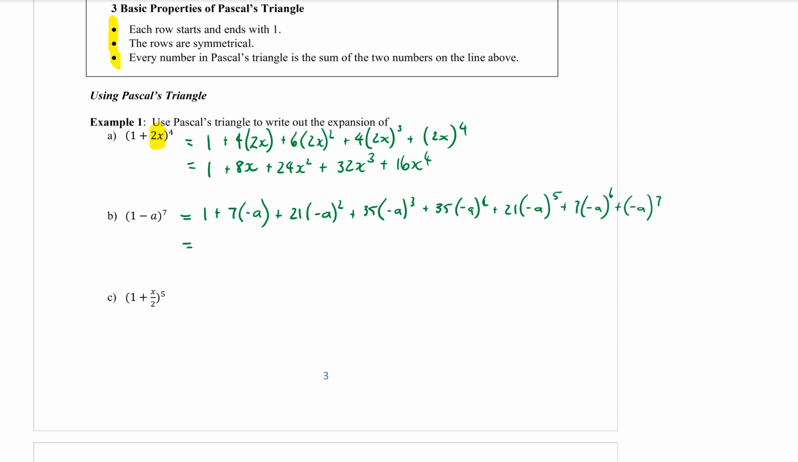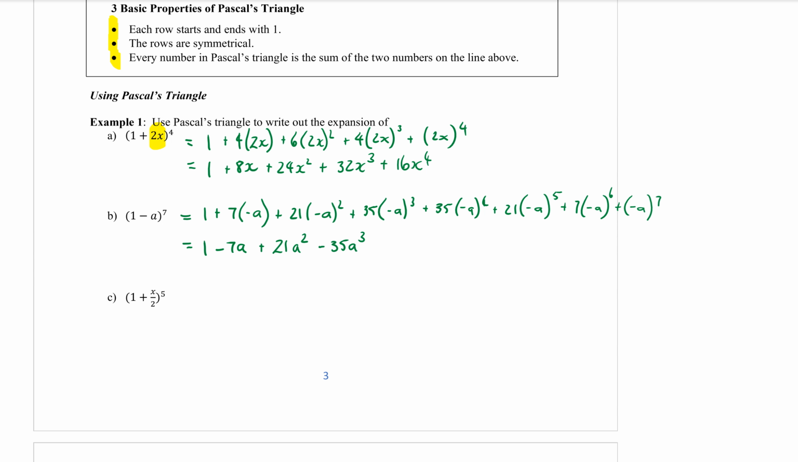When I clean that up a bit, if I have an odd power in my brackets, then the minus sign is going to stay. So 7 times minus a is going to be minus 7a. But when I have an even power, like the next one too, if I square that negative a, it's going to become a positive again. So it'll be a positive 21a squared. The next one has an odd power, so that would be negative 35a cubed.